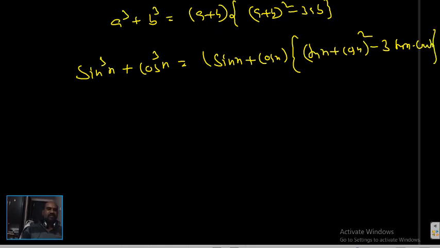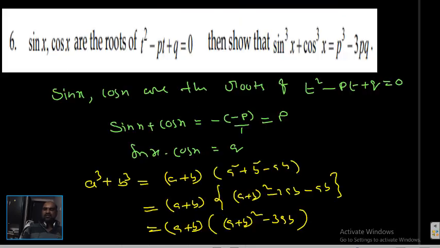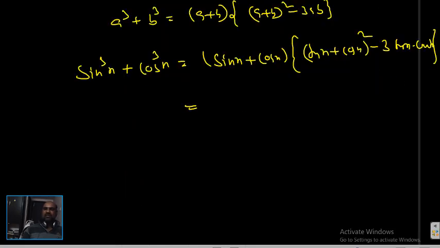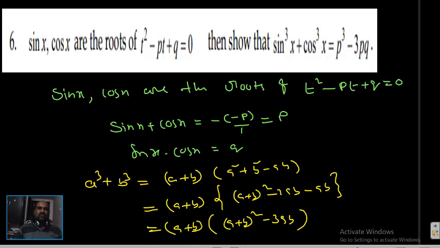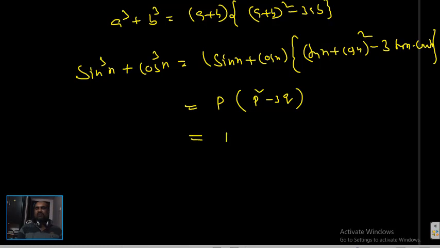Okay, now one is p, another is q, directly. P into (p square minus 3q). So I think that is what is required: p cube minus 3pq, which is the required result. Therefore sin cube x plus cos cube x equal to p cube minus 3pq.